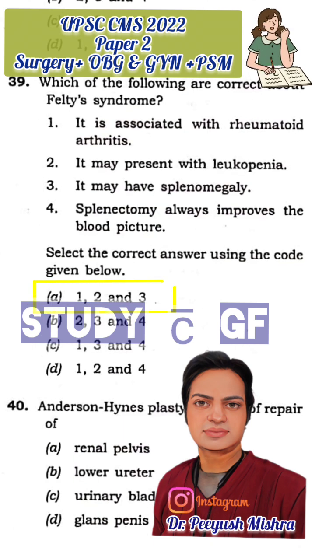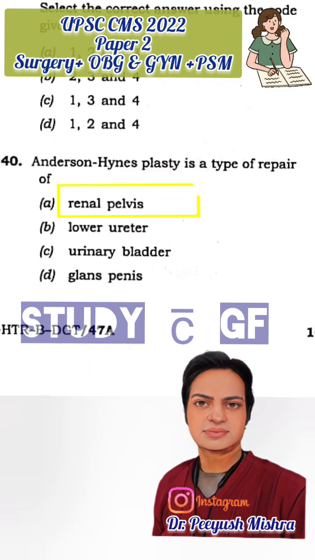Which of the following are correct about Felty's syndrome? It is associated with rheumatoid arthritis. It may present with leukopenia. It may have splenomegaly. Anderson-Hynes pyeloplasty is a type of repair of renal pelvis.